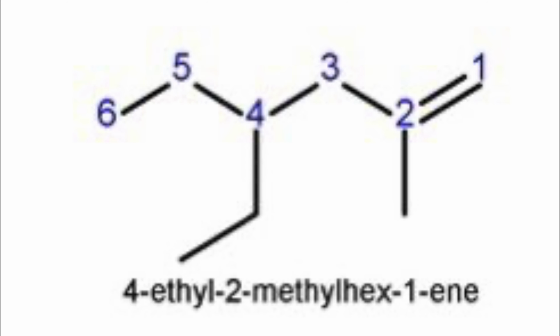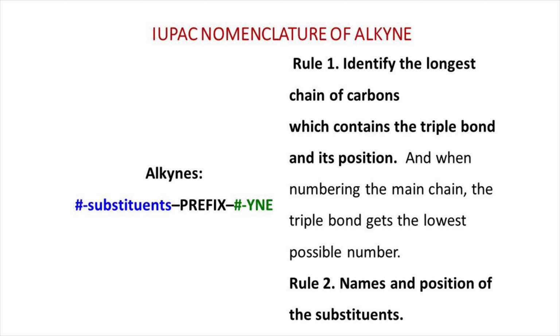In another example, for 4-ethyl-2-methylhex-1-ene, there are 2 substituents, a methyl group at position 2 and an ethyl group at position 4, and a double bond at position 1. Here the longest continuous chain contains 6 carbon atoms, so the prefix is hex and we get the name 4-ethyl-2-methylhex-1-ene. Next we can discuss the nomenclature of alkynes.